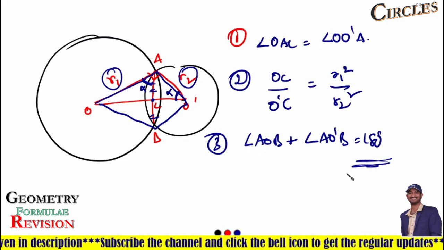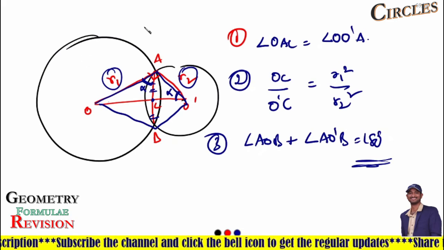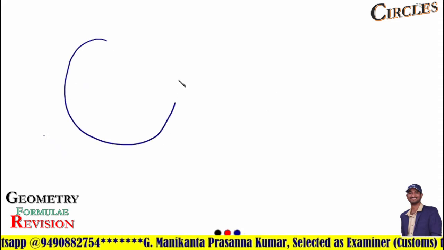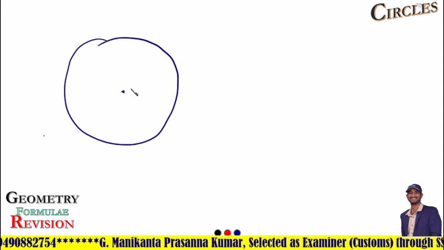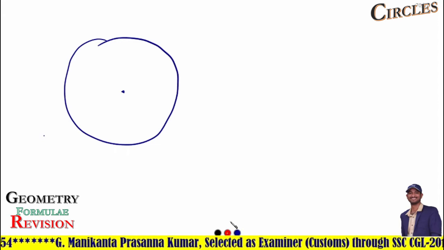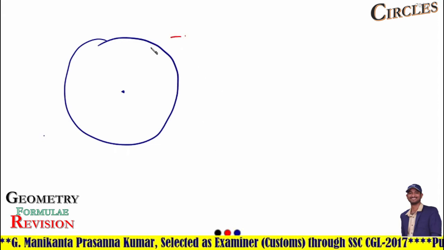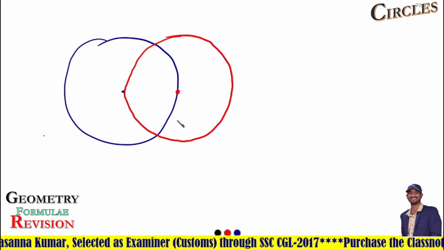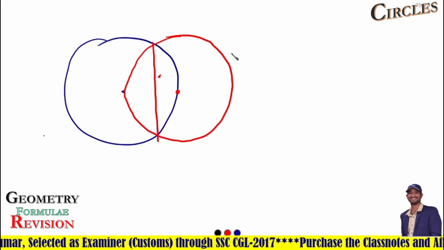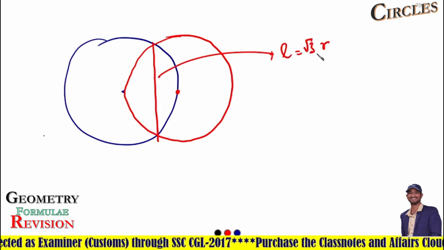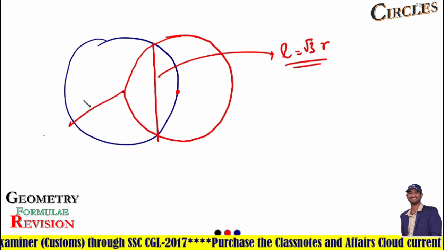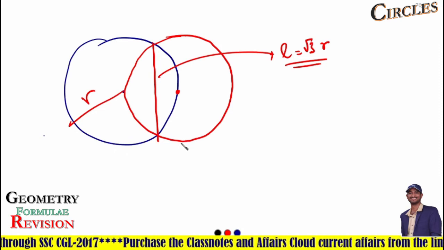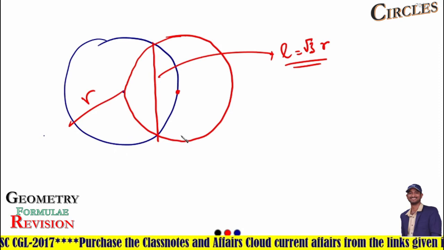Okay, and we have another formula in the common chord. That is, if two equal circles are given, observe carefully, if two equal circles are given and each circle passes through the center of the other circle, then the length of the common chord is equal to root 3 times the radius of the circle. If the radius of each circle is R, then the length of the common chord is root 3R. But the condition is each circle passing through the center of the other circle.